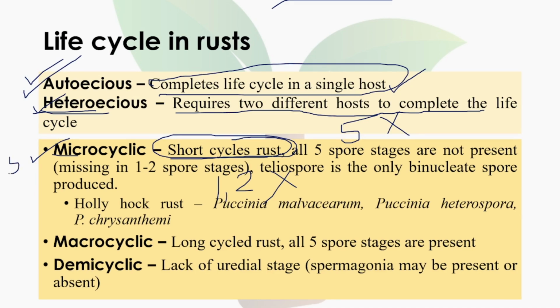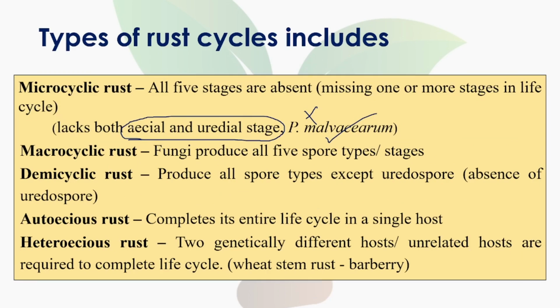All 5 spore stages are not present. Maybe 1 or 2 spore stages are present in the life cycle. As I told you, this hollyhock rust, Puccinia malvacearum, and Puccinia heterospora and Puccinia chrysanthemi, where both the aecial and uredial stages are absent actually.